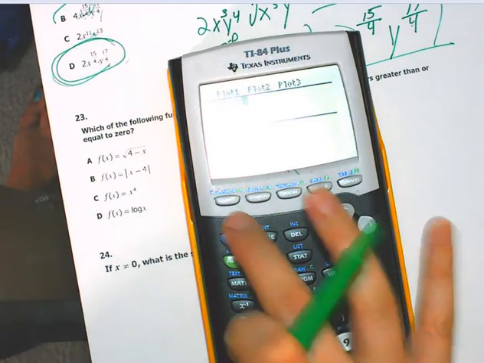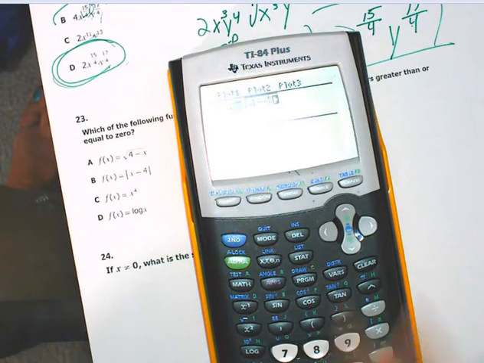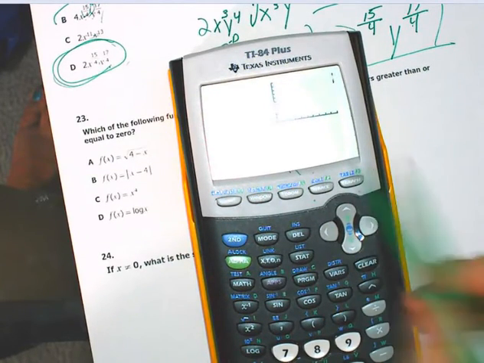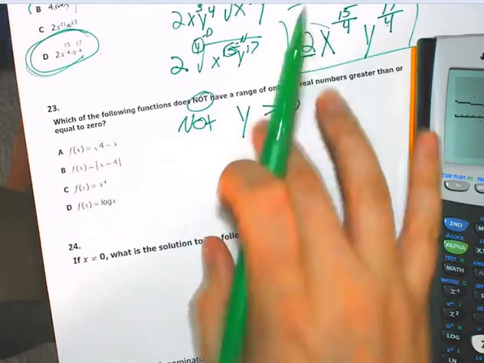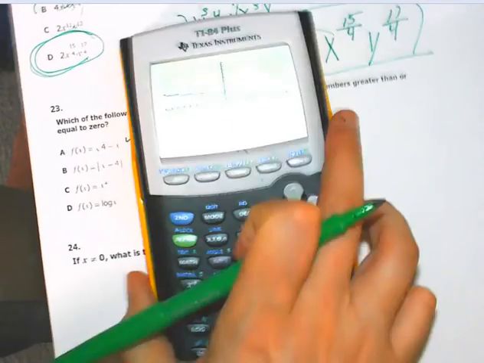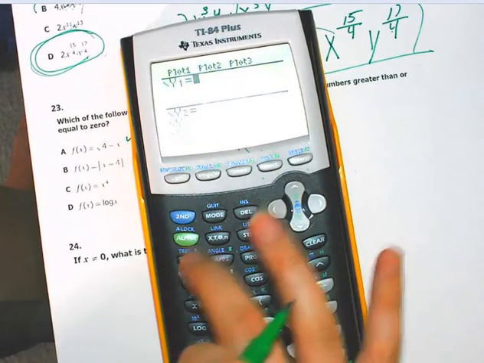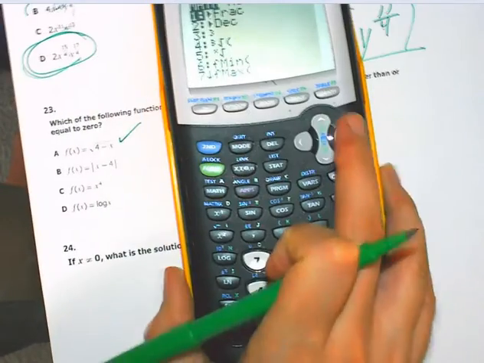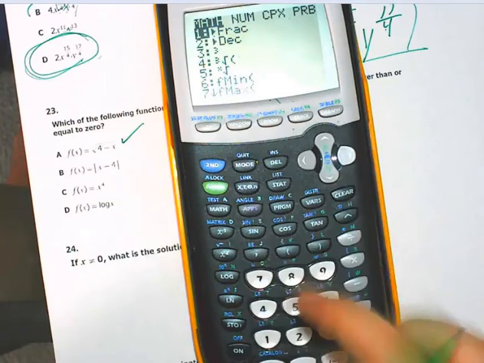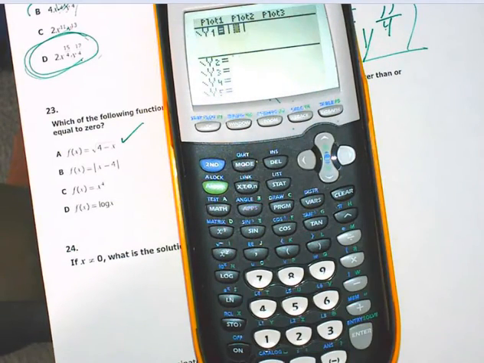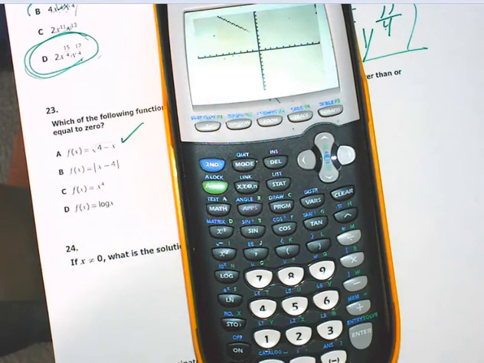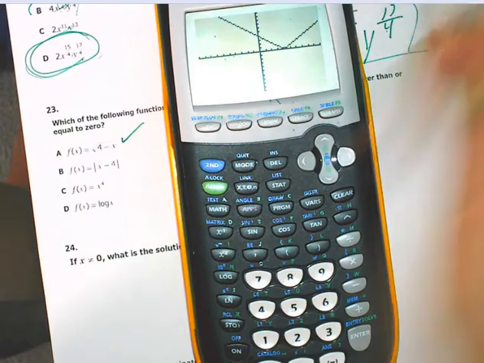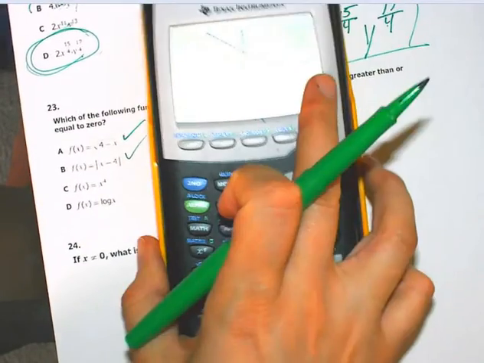Let's graph this. So I have the square root of 4 minus x. Look at that. So the range starts at 0 and goes to positive infinity. But I want not y greater than or equal to 0. So that one works. Go back to y equals. Remember absolute value, math. And this one's the absolute value of x minus 4. All right, let's take a look at that. Range is 0 to infinity, so that one works as well. And remember, we're looking for not. So I'm looking for something that's not y greater than or equal to 0.